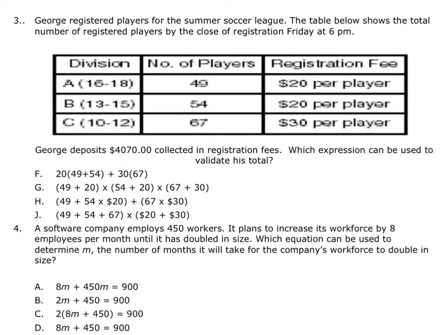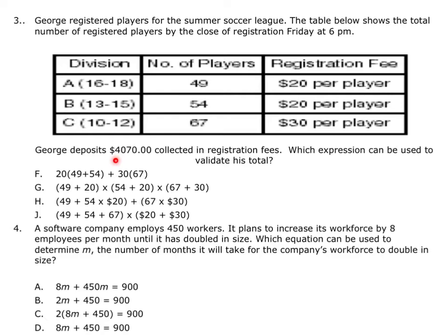Number 3. George registered players for the Summer Soccer League. The table below shows the total number of registered players by the close of registration Friday at 6. It says that 49 players are in this A division, and it's $20 a player to play. There's 54 in the next one, and it's $20 per player. And then there's 67, and it's $30 per player. George deposits the money he collected in registration fees. Which expression can be used to validate his total?